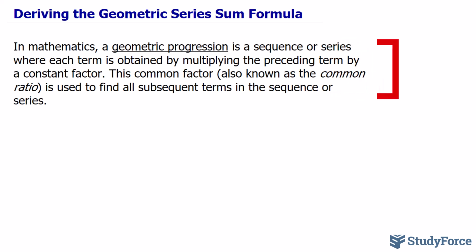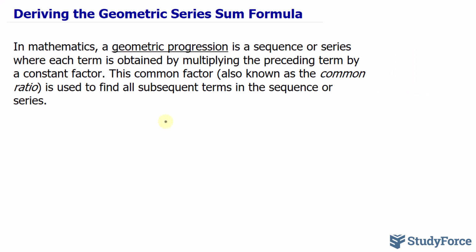In mathematics, a geometric progression is a sequence or series where each term is obtained by multiplying the preceding term by a constant factor. This constant factor, also known as the common ratio, is used to find all subsequent terms in the sequence or series.